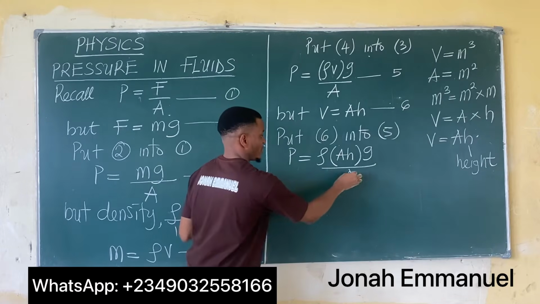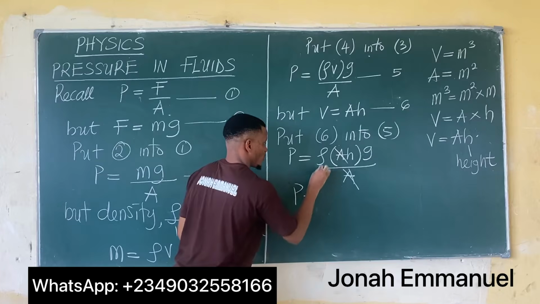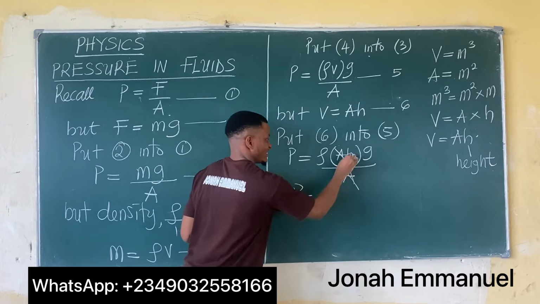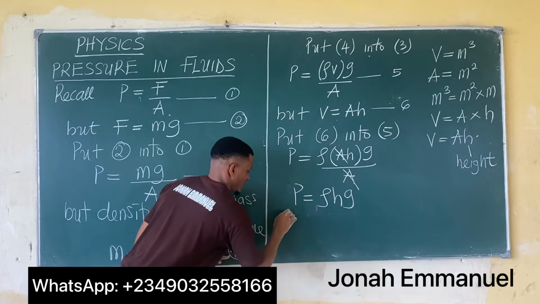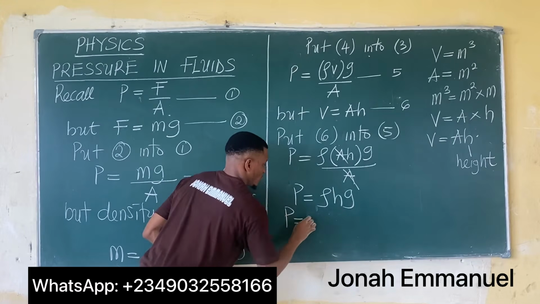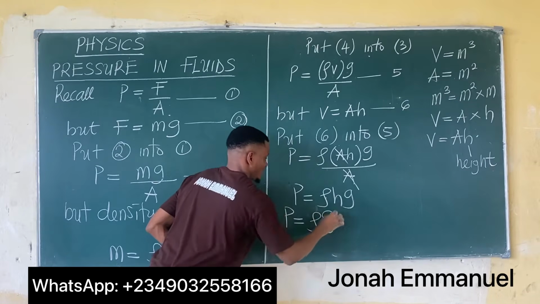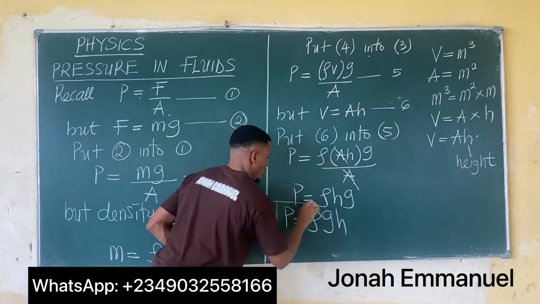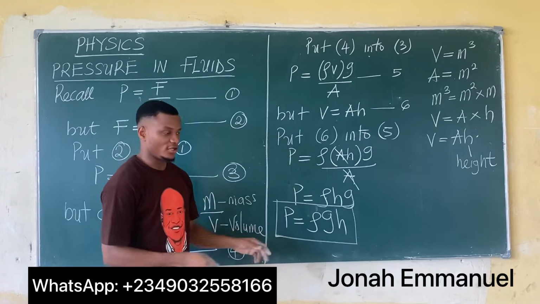From here now, area cancels area. So pressure is equal to rho density times H times G. If I rearrange this, it means that pressure P is equal to rho density times G, gravity times H, height. This becomes the formula for calculating pressure in fluid.